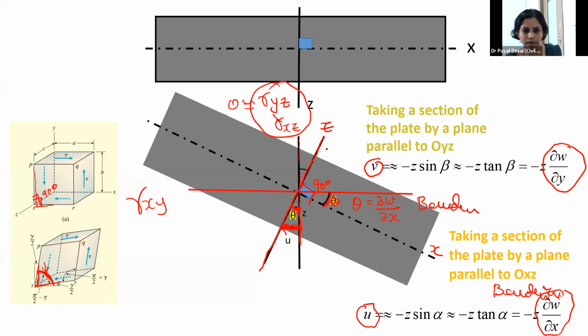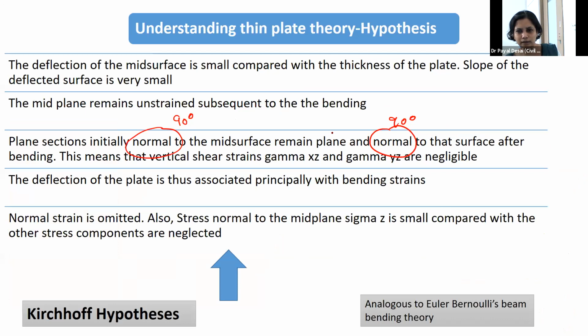And coming back to our assumptions, these assumptions have a lot of geometrical significance. They bring a lot of theoretical simplification in your formulation, and that we will try to see in our further sections. Okay, the other assumption is that the deflection of the plate is associated principally with bending strain. So there will be only bending strain. Shear strain won't be there in the z direction, but there will be shear strain in x and y. Basically, in-plane shear will be there, x and y.